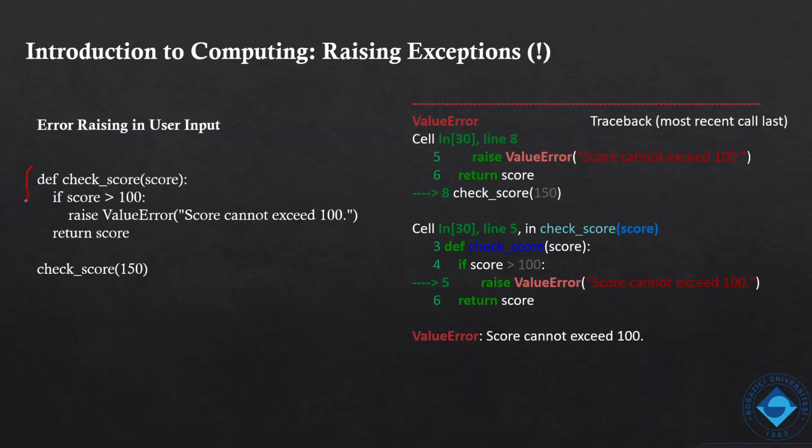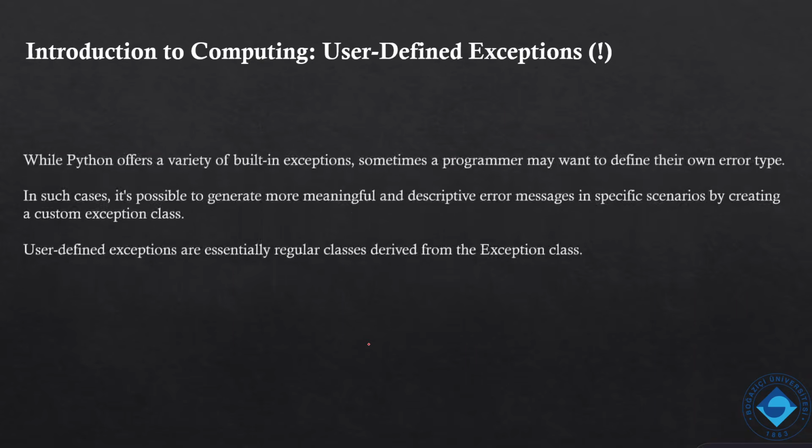Here I define one function, and I'm checking if the number is greater than 100. In this case, I will raise an error and write "score can't exceed 100." The function intentionally stops the program when it receives a false value. Okay, let's go and see.